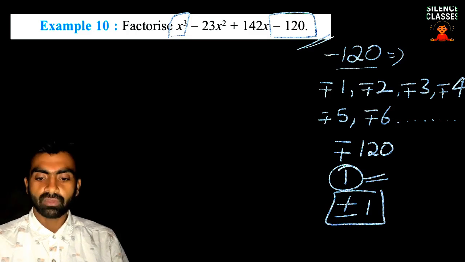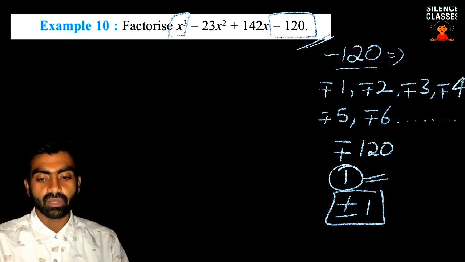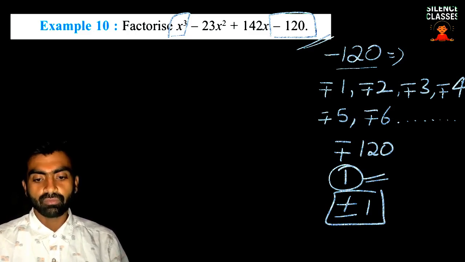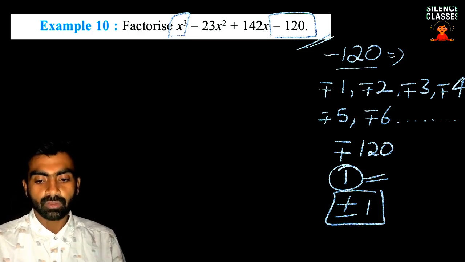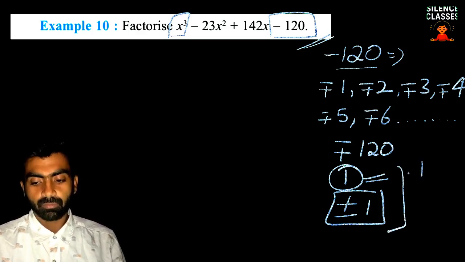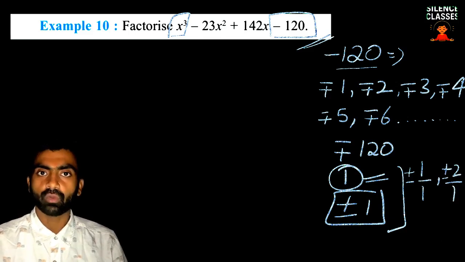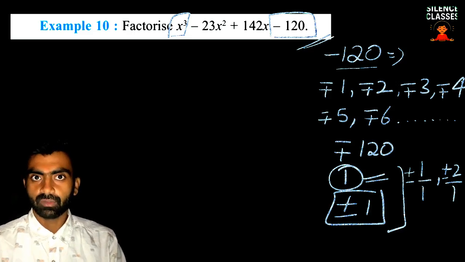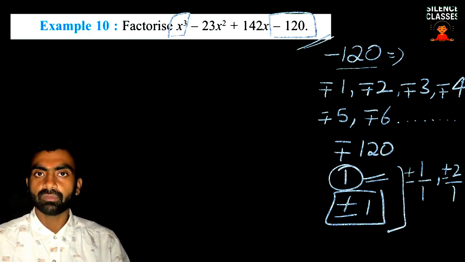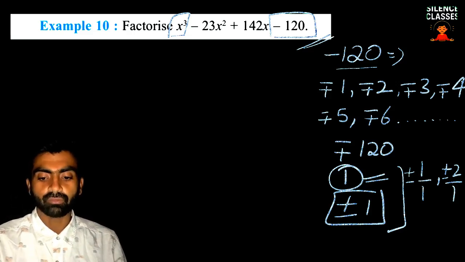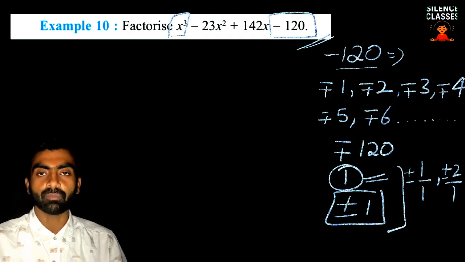So now we have to find the first factor. We have to put values in place of x: we will write plus minus 1 upon 1, plus minus 2 upon 1, plus minus 3 upon 1, and so on. We will put these in and check by which value this equation will become 0. So in place of x, first of all we will write plus minus 1 upon 1.